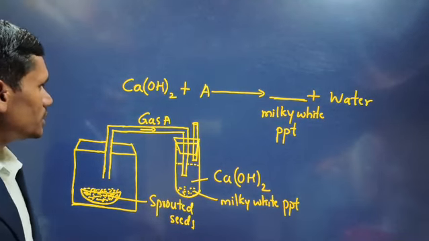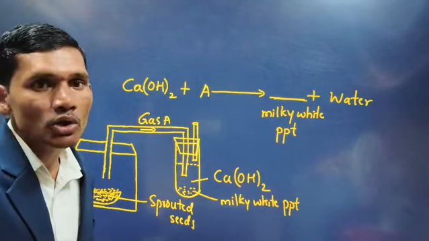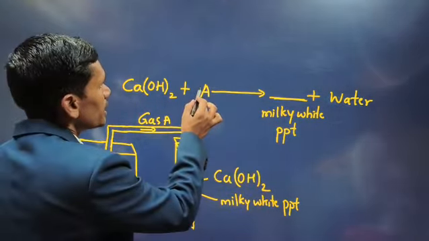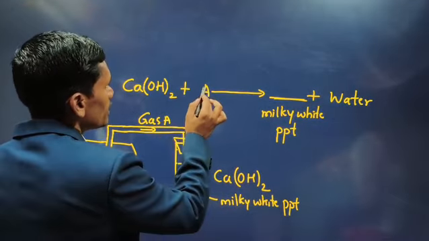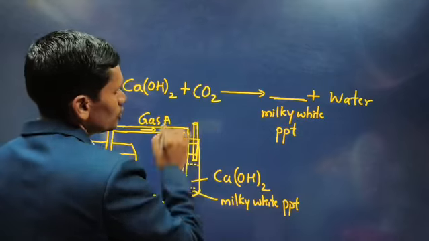It's very simple. Here with calcium hydroxide, what has to be reacted in order to produce milky white color? That is carbon dioxide. So the gas liberated will be carbon dioxide. So in this place you need to write CO2.